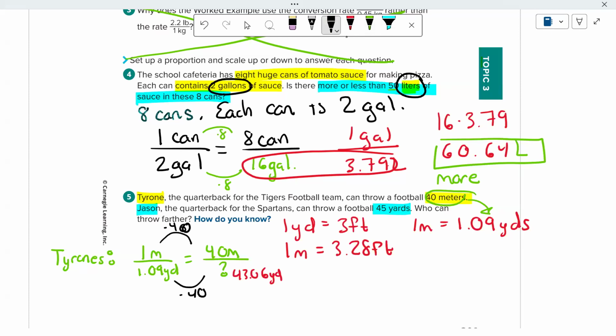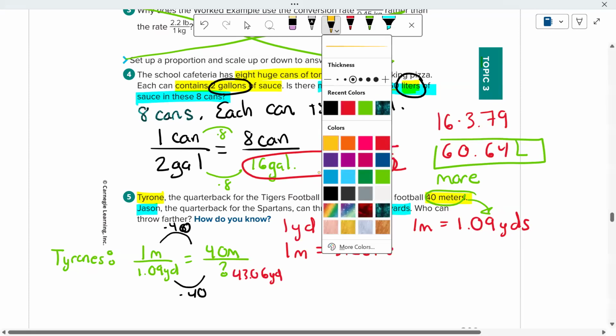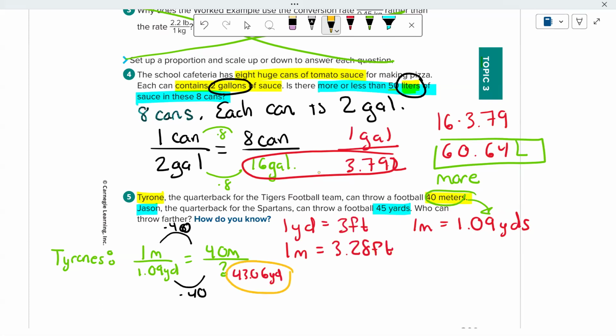Let me change colors. That's 43.06 yards for Tyrone and 45 yards for Jason. Who threw the furthest? It would be Jason.